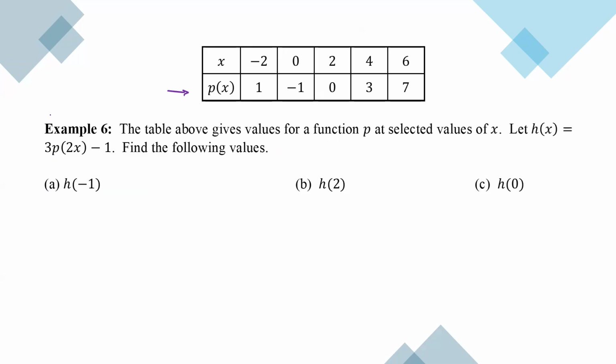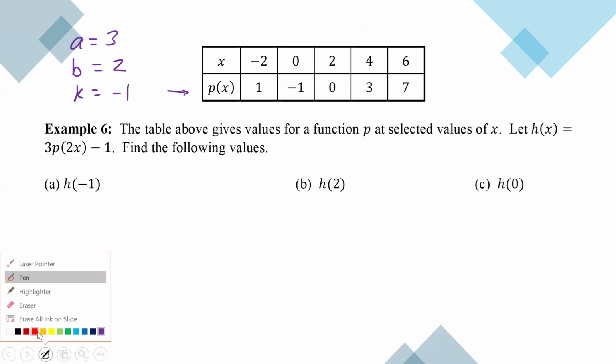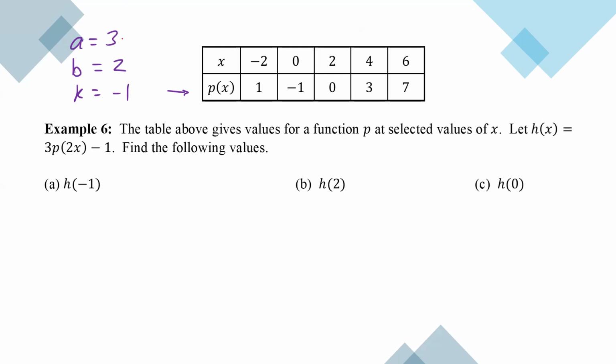What variables are we given? We're given our a, which is 3. We're given our b, which is 2. And we're given our k, which is -1. Okay, you have to identify what each one of them is going to impact. Your a is going to impact your y. Your b is going to impact your x, and your k is going to also impact your y. Make sense?